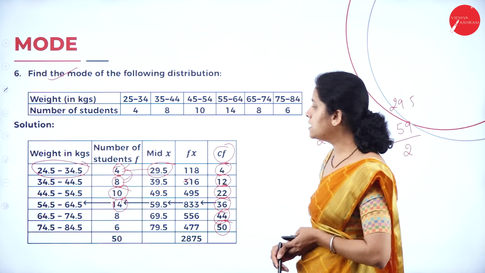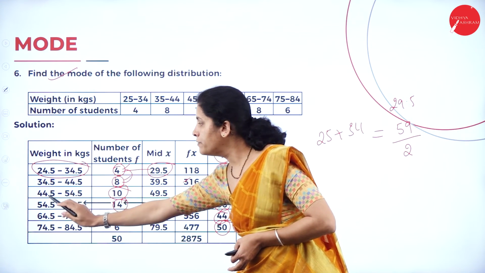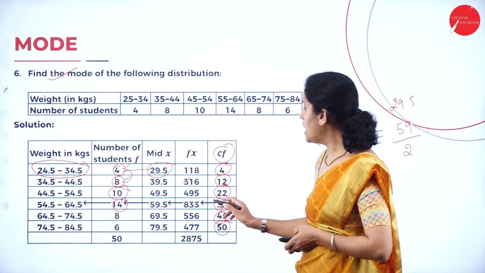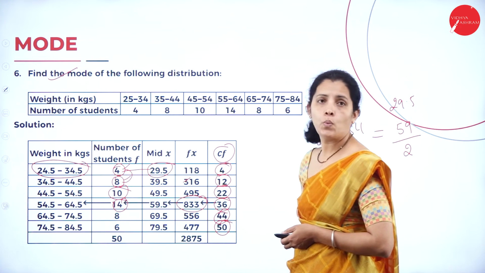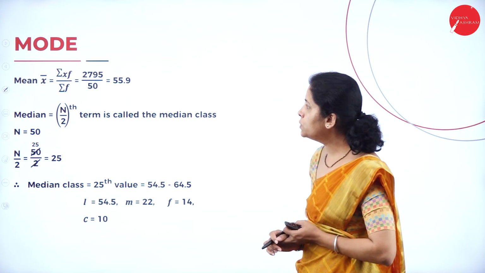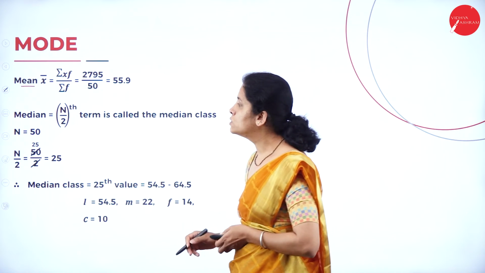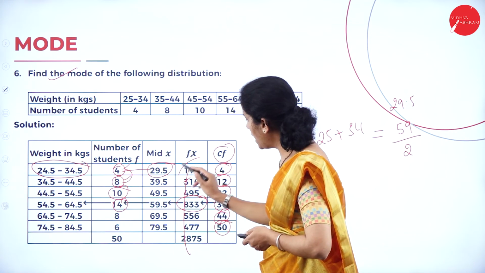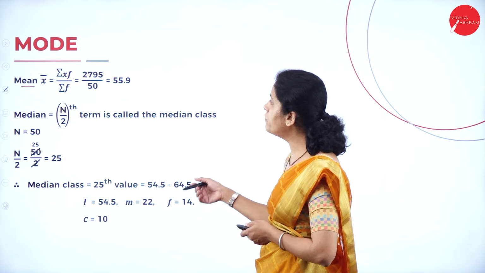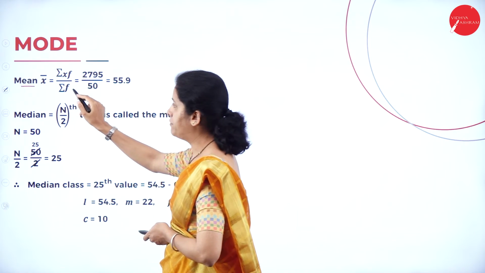Okay, then what is the mid here? See here. If I consider 54.5 to 64.5, I have the maximum value. So dear students, see here. I want to find the mean. So what is mean here? I'm going to add all the fx. That's nothing but the summation of fx divided by sigma f.